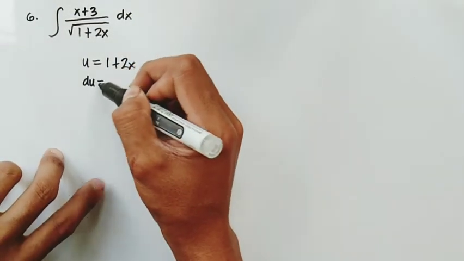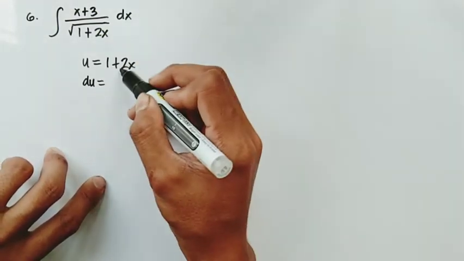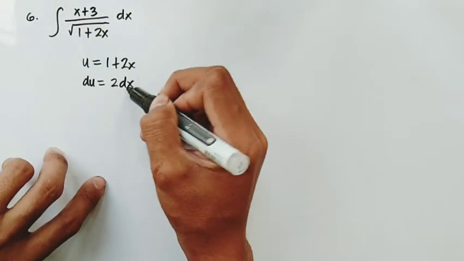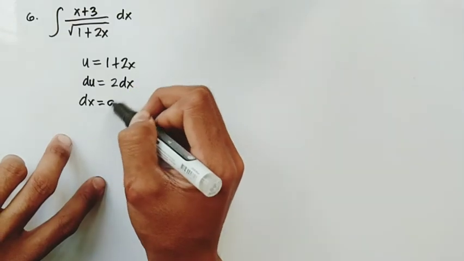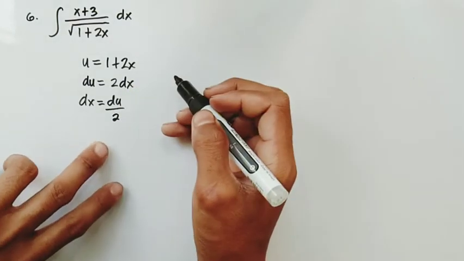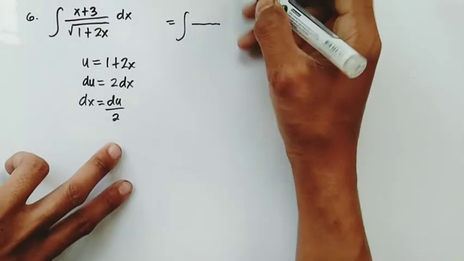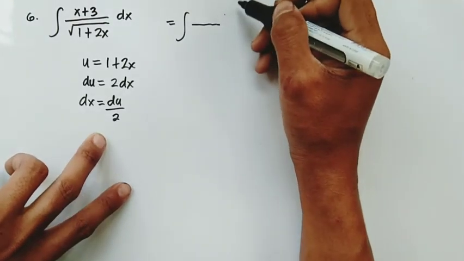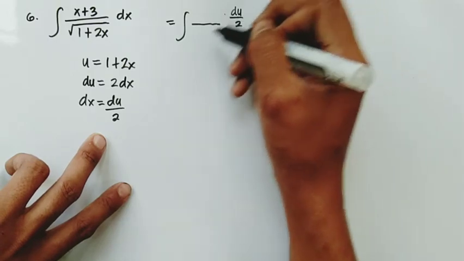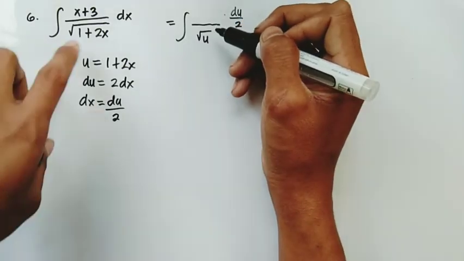So, get the differential of both sides. Differential of 1 is 0. Differential of this is 2 dx. Solve for dx, that is du over 2. Now, substitute. X plus 3. Mamaya na muna. Yung dx muna tayo. Magiging du over 2 the square root of u. Diba? Nilit natin na u.